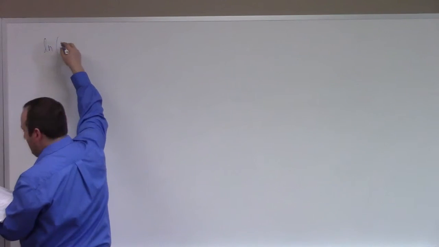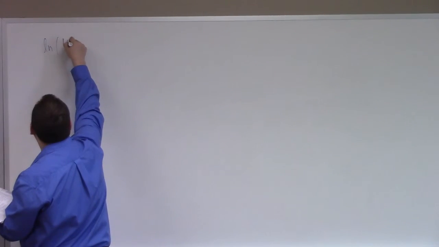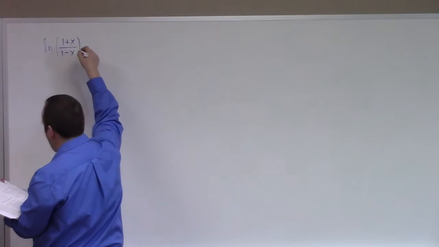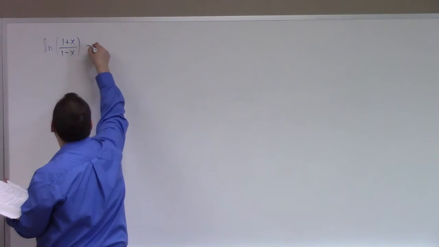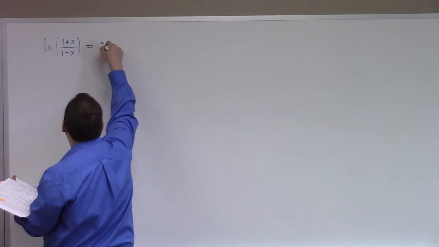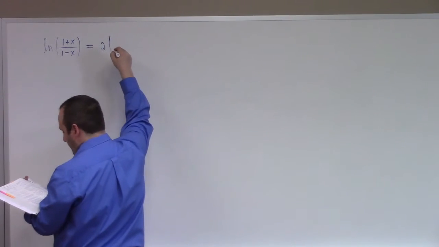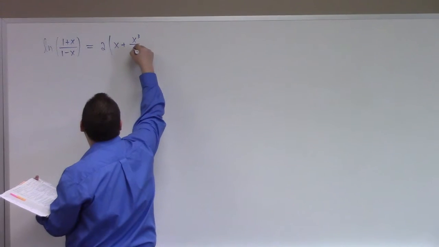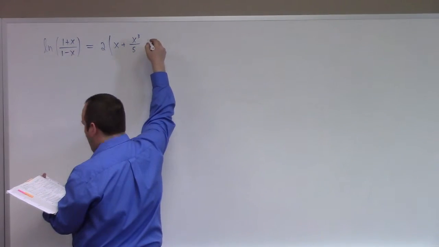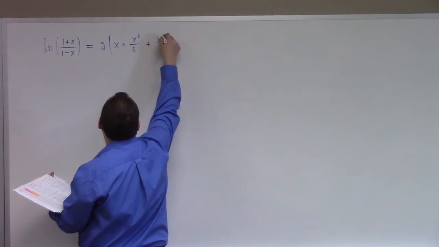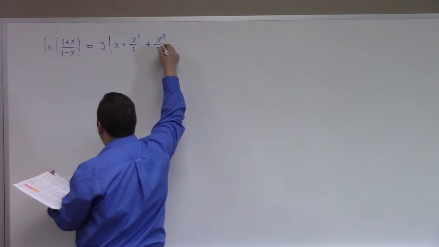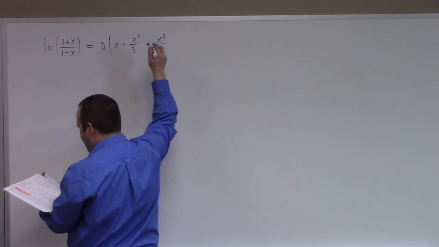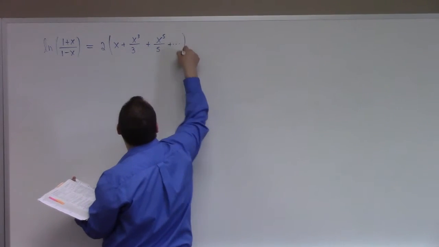Natural log of (1 plus x) over (1 minus x). We're supposed to show this is equal to 2 times x plus x cubed over 3 plus x to the 5th over 5. Wow, this is snazzy. Oh, 3. I was like, why is it all 5s all the time? That's weird. No, it's just wrong. Okay.